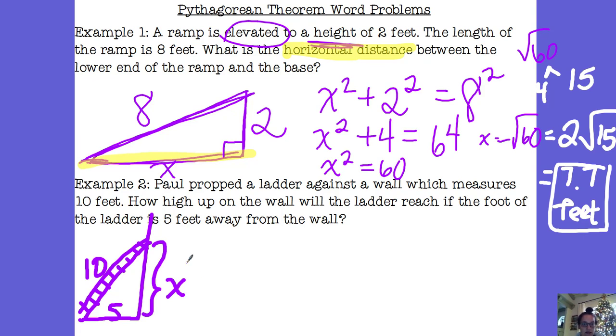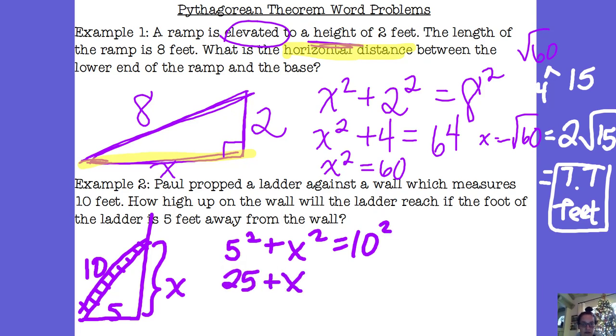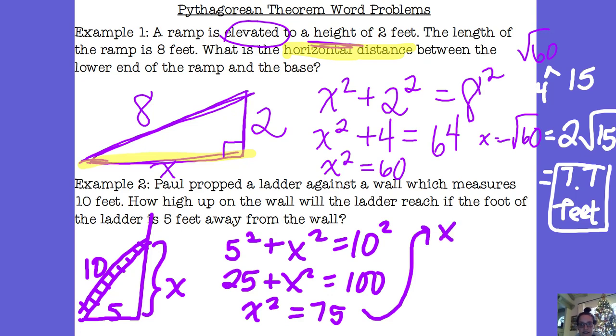So 5 squared plus x squared should be equal to 10 squared. 5 squared is 25, plus x squared equals 100. I subtract 25 from both sides. X squared is 75. And so then x is the square root of 75. Well, 75 is 3 times 25. So that would be 5 root 3.